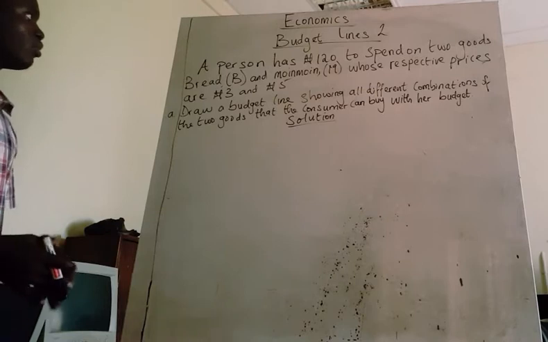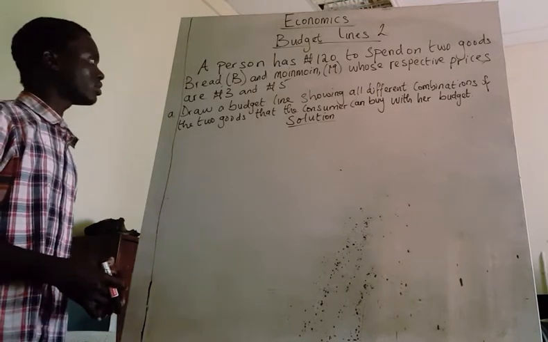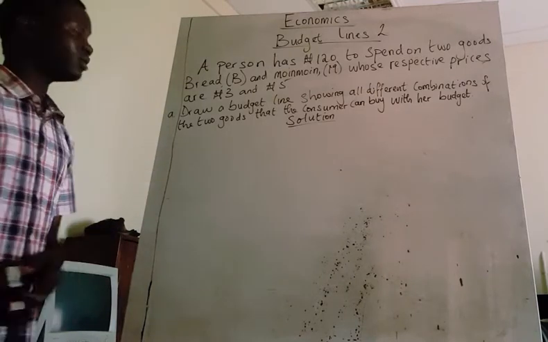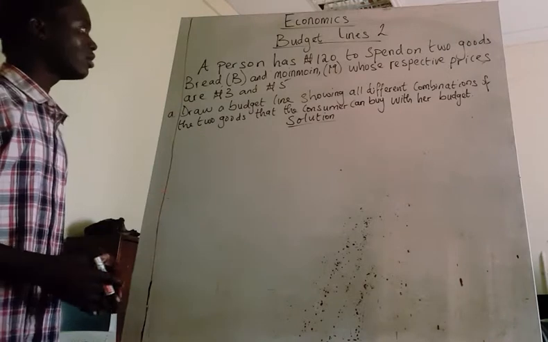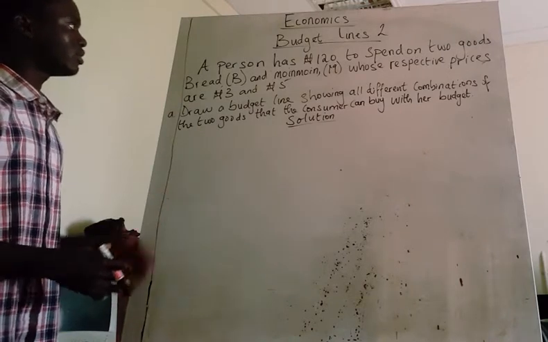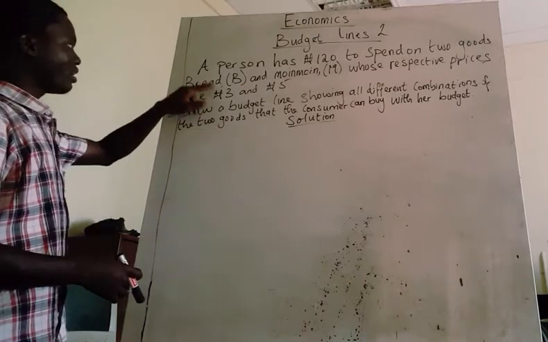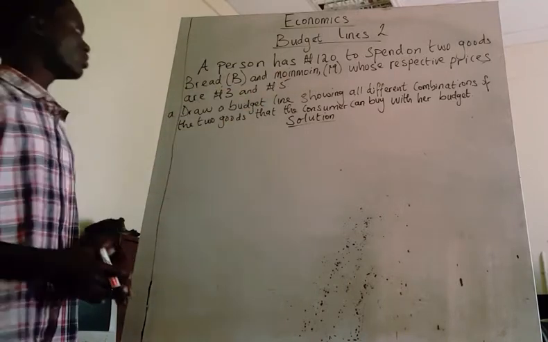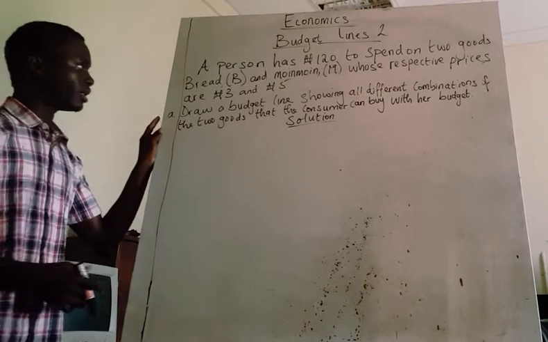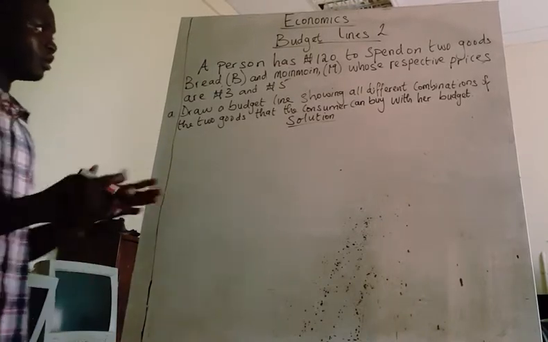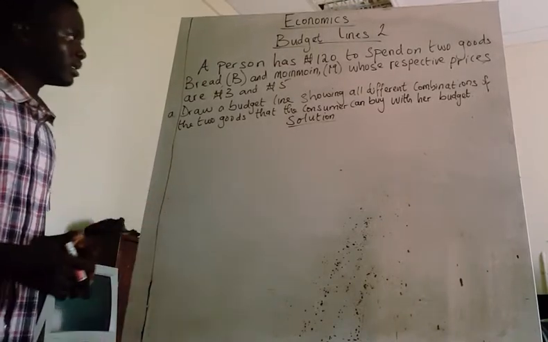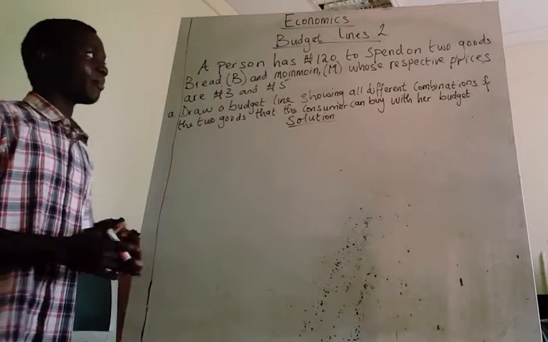A person has 120 naira to spend on two goods, bread and moi moi. Moi moi is a local food to Nigerians whose respective prices are 3 naira for bread and 5 naira for moi moi. So our first question is to draw a budget line showing all different combinations of the two goods that the consumer can buy with a budget.